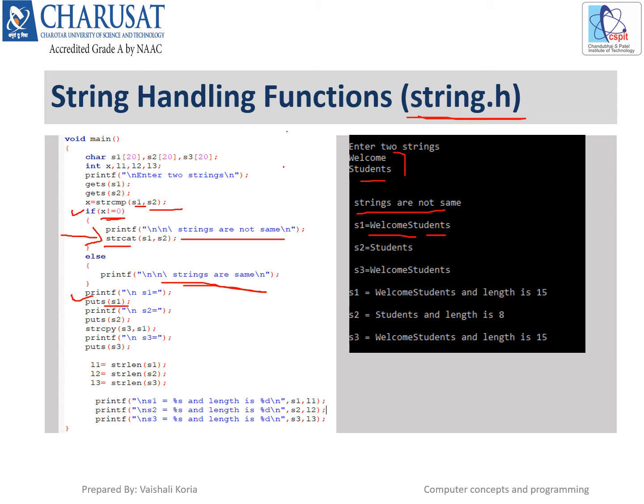Okay, but if you see the value of s2 using this puts function, right, it will not be changed. Only s1 will get changed. So your answer will be stored in the first argument of the strcat function. Okay, so this is the strcat function. Now the next is strcpy, right? So that function is for copying one string into another string. Okay, so here you can see that there are two arguments, s3 and s1, right?